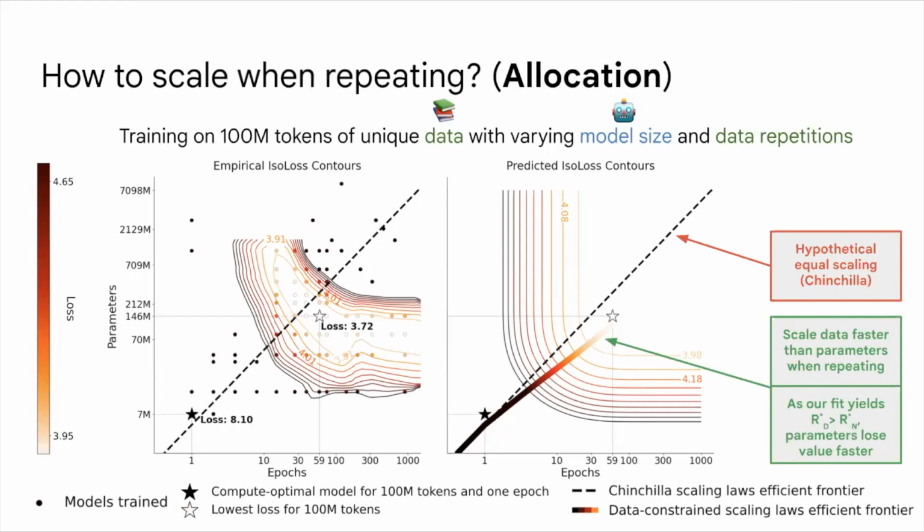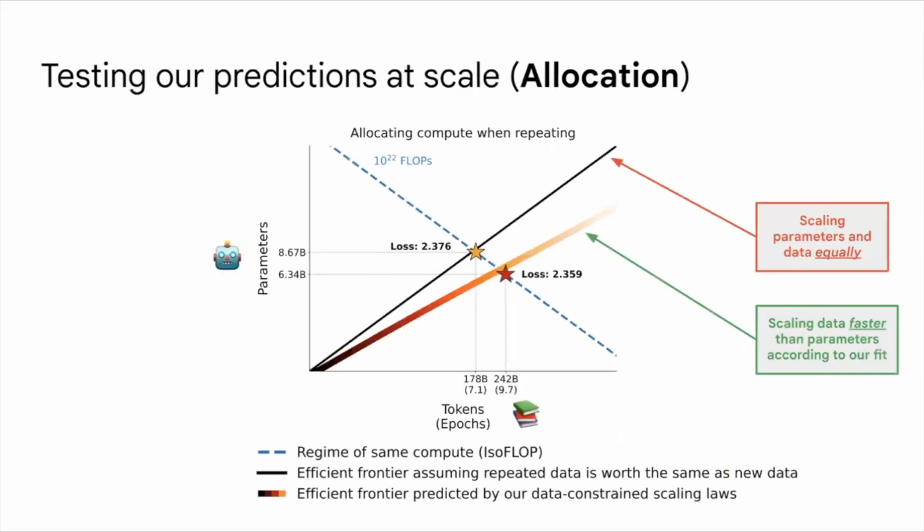All right, and this was pretty small scale. So this was just 100 million unique tokens. And even though we trained some pretty large models, even here, like 8 billion parameters on 100 million tokens, what we really want to see is how this pans out for very large models. So given these predictions, we train 2 much larger models.